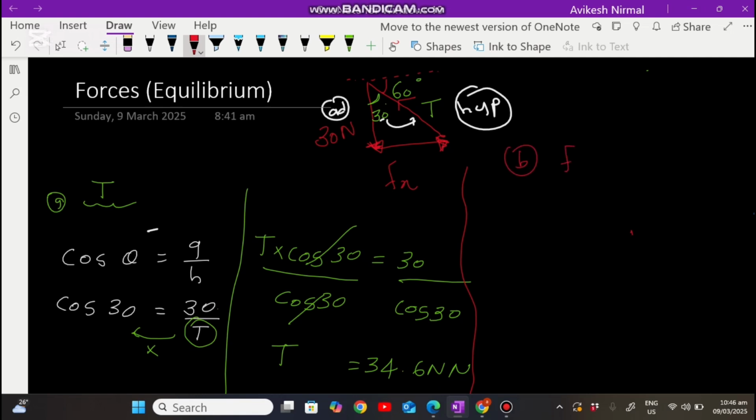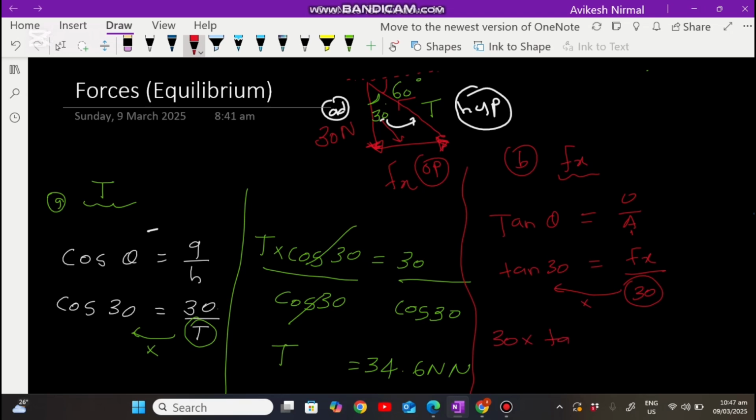All right, now let's work on the force. Part B, I'm finding the force in the x direction. This side is the opposite and we are given the adjacent. That means this is tangent theta, or TOA, opposite over adjacent. Since the angle is 30 degrees, the opposite is the force and the adjacent side is already 30. In order to solve for this F, you take the 30 and multiply it to the other side. This is 30 newtons multiplied by tangent of 30.